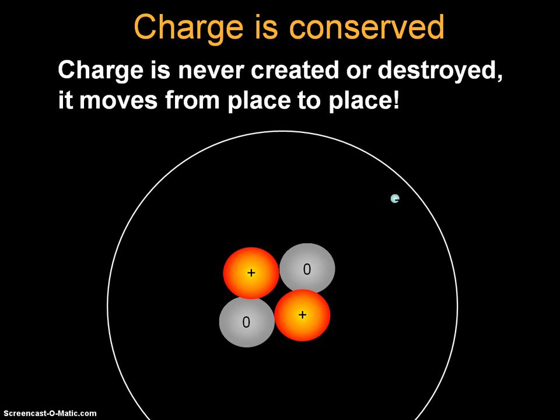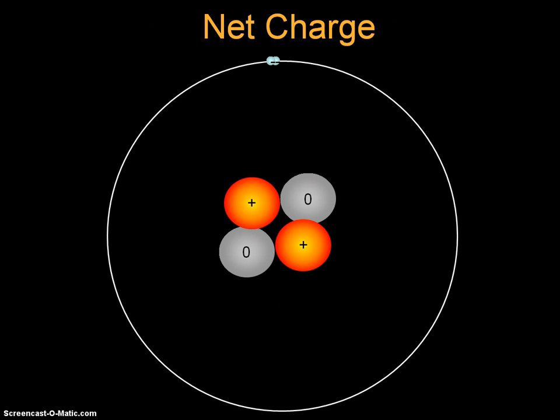Charge is conserved. It's never created, never destroyed. It just moves from place to place. So if I charge up an object, I'm not creating charge. I must have put charge on there from somewhere else.